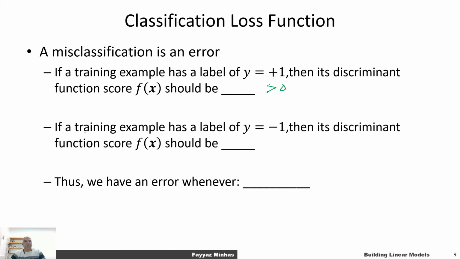Similarly, I'm going to pause again and ask you this question, or you can pause the video while you answer it. If a training example has a label of y equal to -1, then its discriminant function score should be, and you can pause the video if you want to answer. The answer is, of course, that it should be less than 0. So all negative points should be below the line, all positively labeled points should be above the line, and we can combine these two constraints that we have into a single constraint or a single expression that says this.